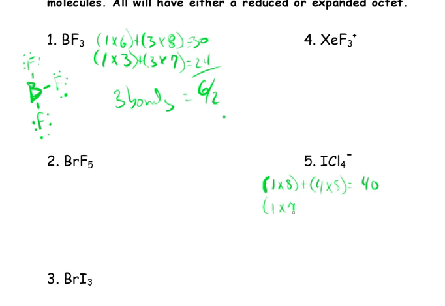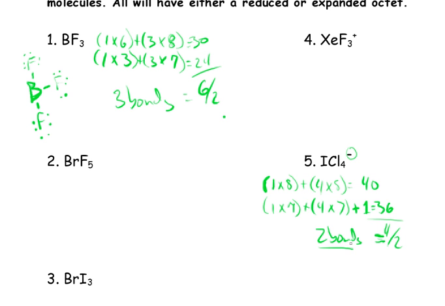Still 1 iodine. Iodine has 7 valence electrons. There's still 4 chlorines. Chlorine has 7. So 4 times 7 is 28, plus 7 will give us 35, and then we can't forget about that negative charge, which means we have to add 1 on there. So that's going to give us 36 valence electrons, and 40 minus 36 will give us 4. Divided by 2, that'll give us 2 bonds.